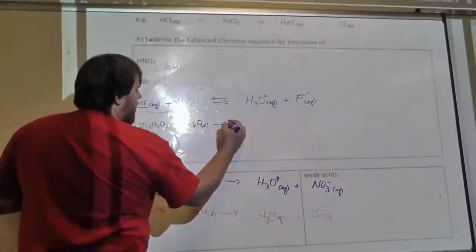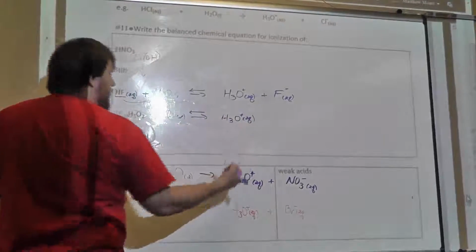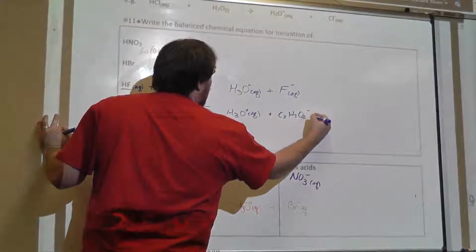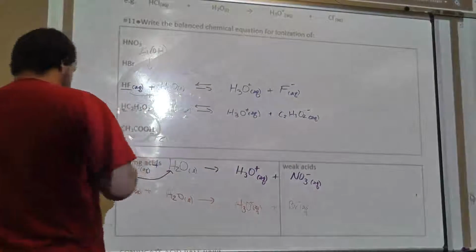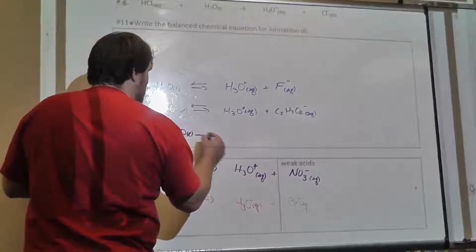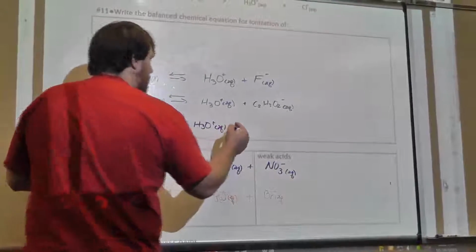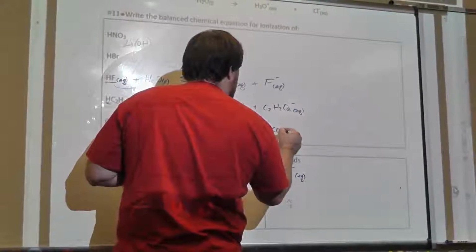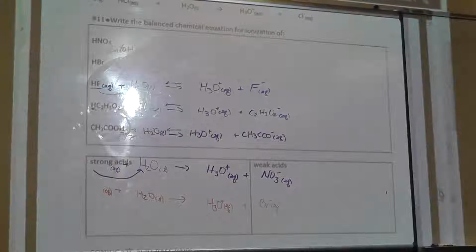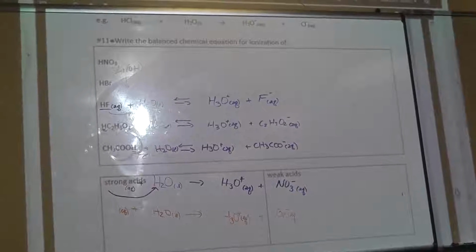I'm going to go through it a little bit quick, but it will have a double arrow. It will form hydronium, and in this case it'll form C2H3O2 negative. And then down here, same exact thing. Okay. Any questions about those?